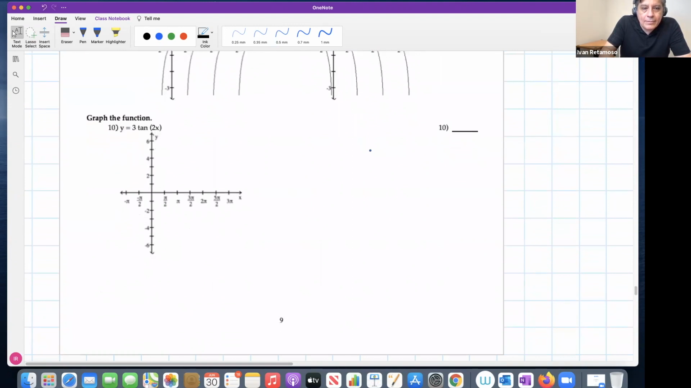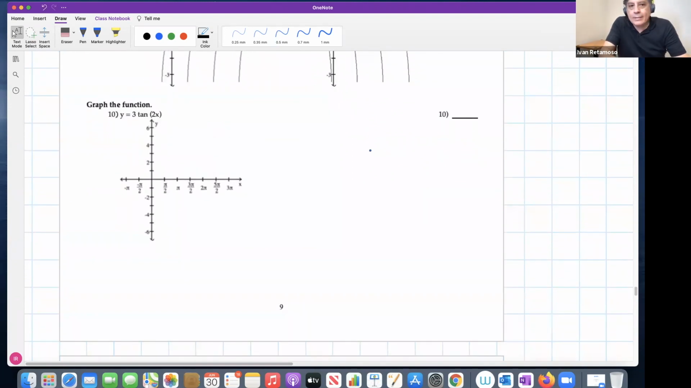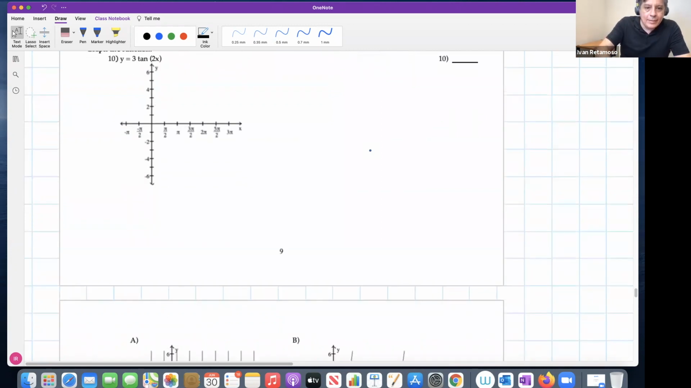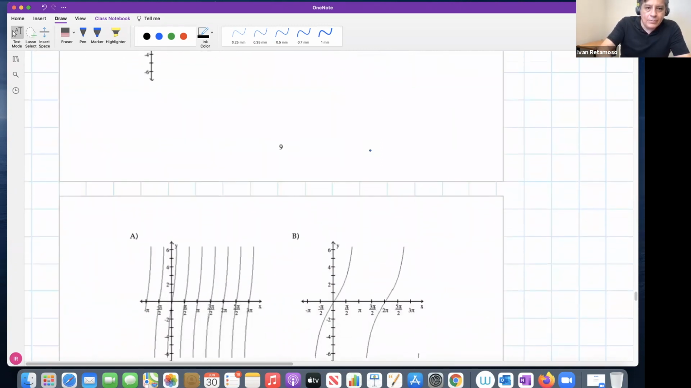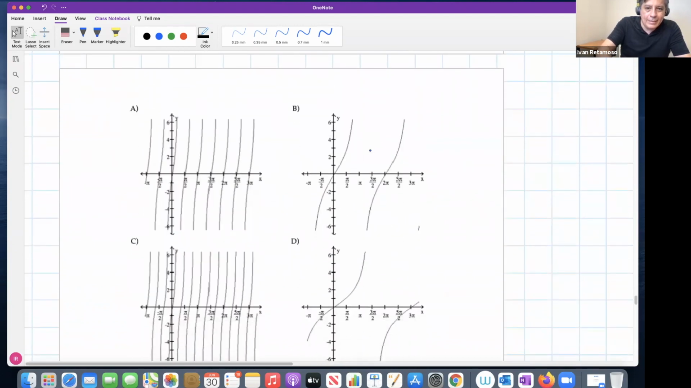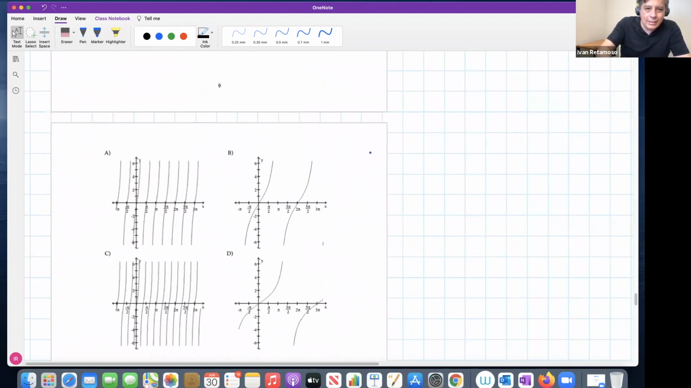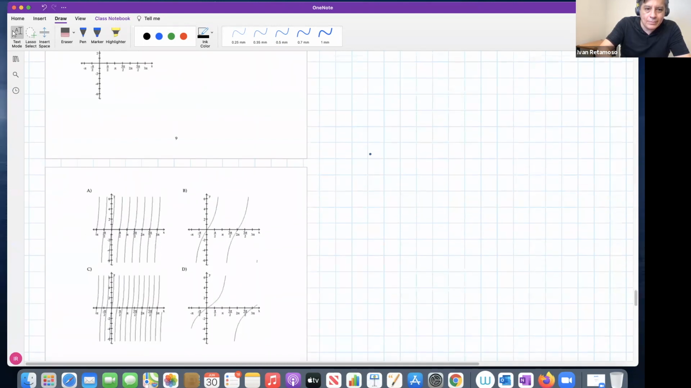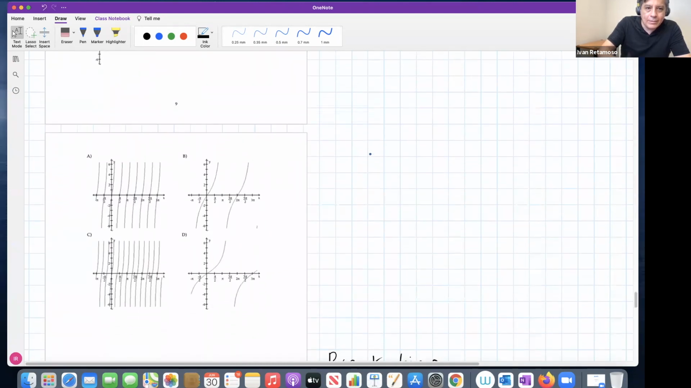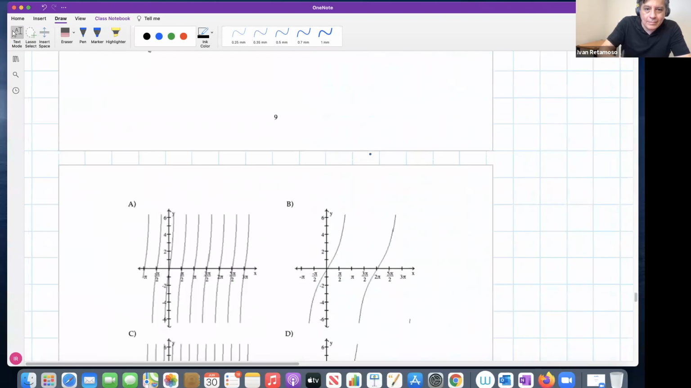3 times tangent 2x. But this one, I think we probably did it, right? Yeah, this is the one that I just did. But I still want you to identify the answer, because it's kind of tricky to identify which one. There are two candidates there. I'm going to write the question here at the top so everybody can see.